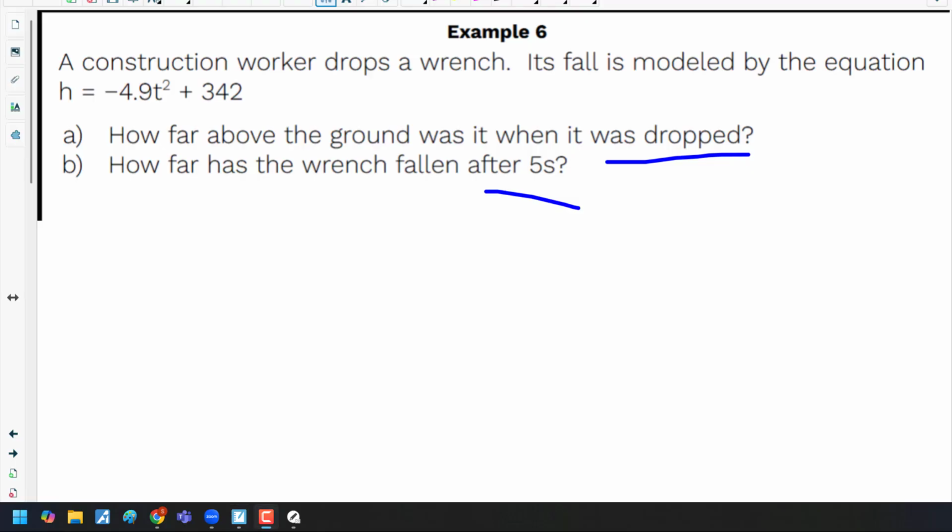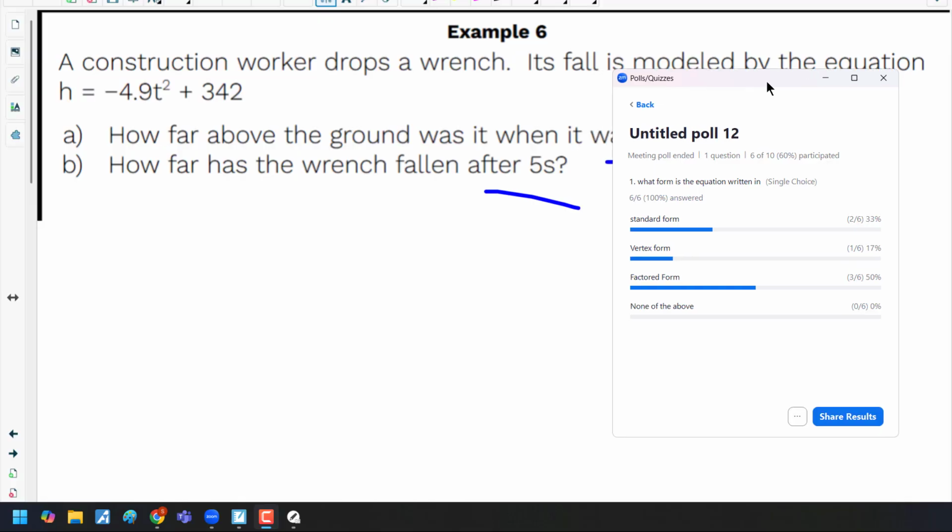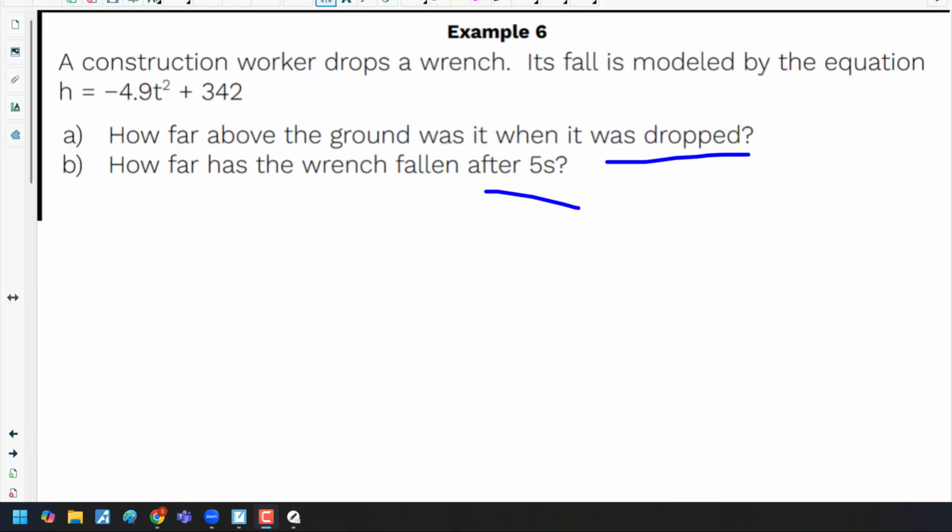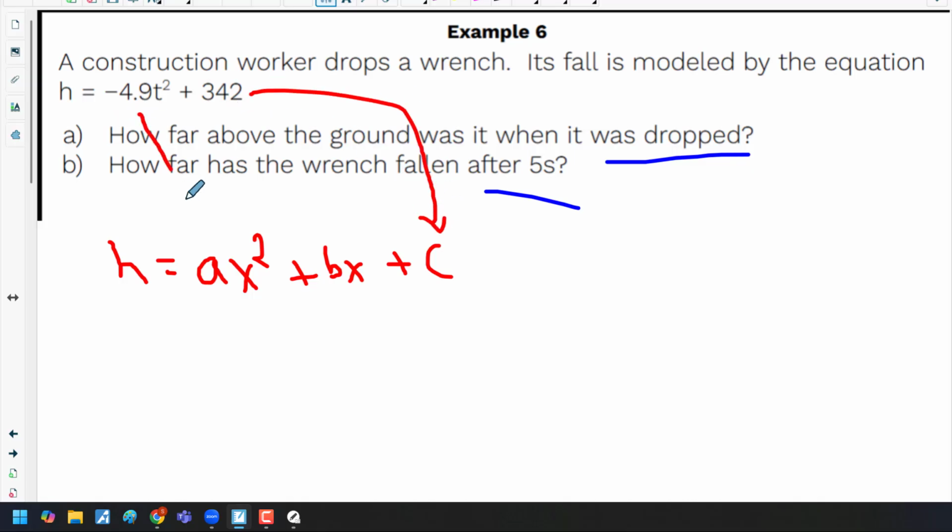All right, let's see what the half that did respond say. 2 of you said standard form, 1 of you said vertex, 3 of you said factor form. Not bad. So this is standard form. So for those of you who got standard form, congratulations. How is it standard form? Remember, standard form is in the form ax squared plus bx plus c. And this is your C value, and this is your first value.